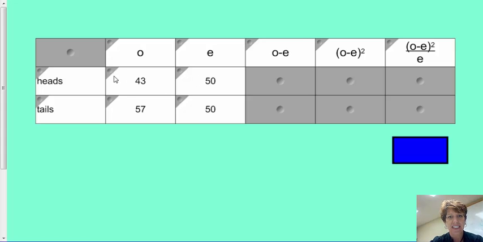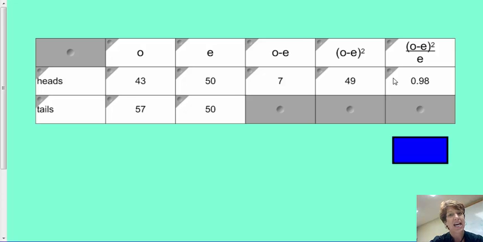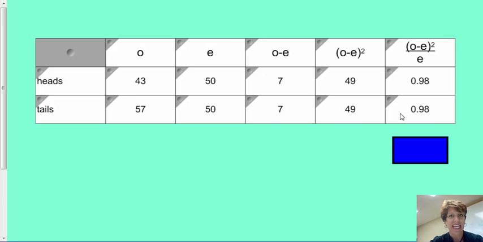If you subtract 43 minus 50, you would get 7, and some of you might be saying, oh, you would really get -7, and that's okay because as soon as you square it, those negatives turn positive. So 7 times 7 is 49, and then I take 49 and divide it by 50, and I get 0.98. Now over here, I do the same thing with the tails. So 57 minus 50 gives me 7. 7 times 7 is 49. 49 divided by 50 is 0.98.